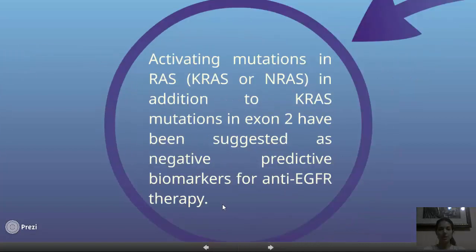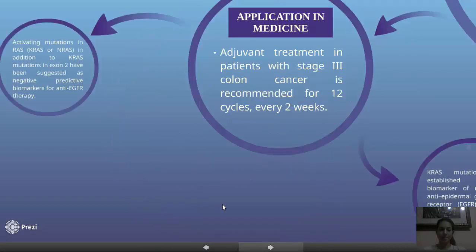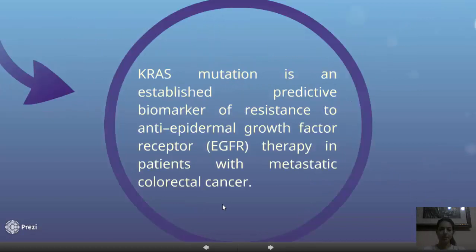Activating mutations in RAS, KRAS, or NRAS, in addition to KRAS mutations in exon 2, have been suggested as negative predictive biomarkers for anti-EGFR therapy. KRAS mutation is an established predictive biomarker of resistance to anti-epidermal growth factor receptor therapy in patients with metastatic colorectal cancer.